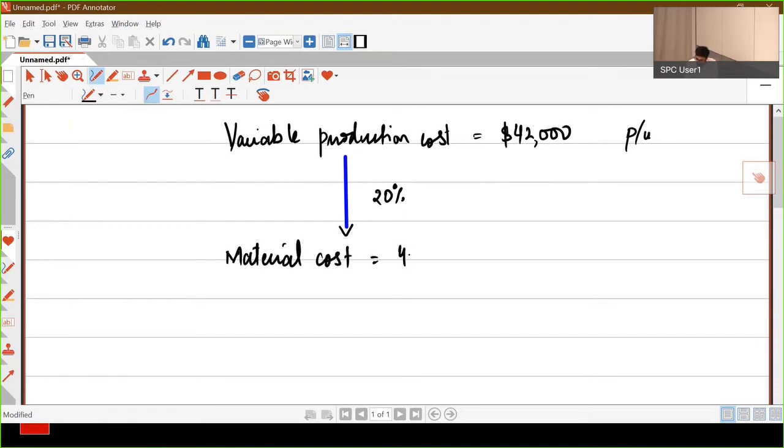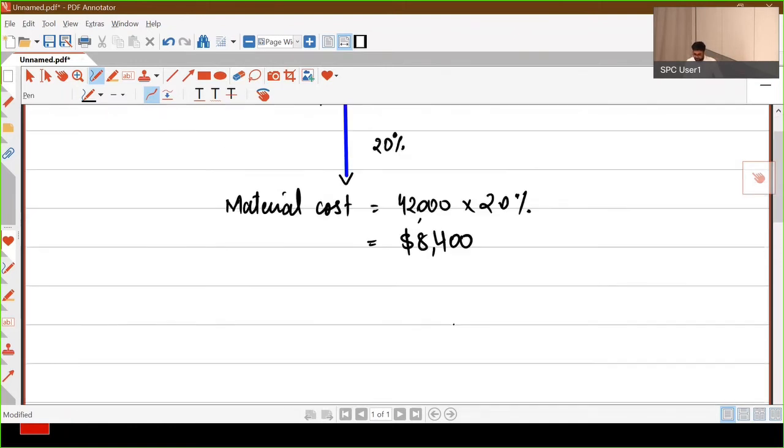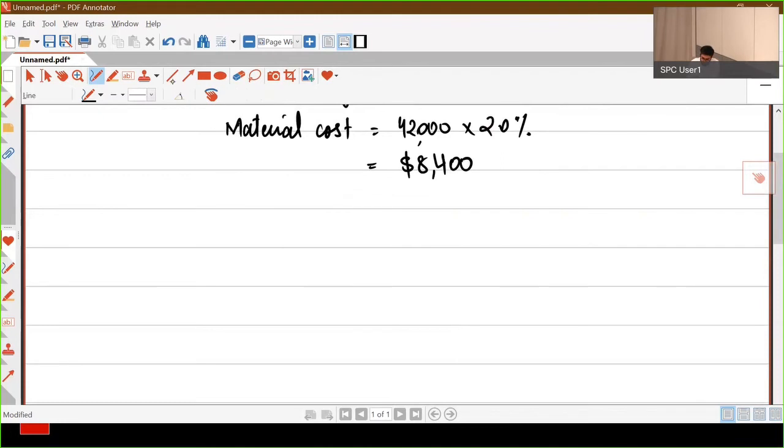Now when you multiply 42,000 with 20%, you will get $8,400. So $8,400 is only material cost. And how did we get this material cost? We have taken the 42,000 and multiplied by 20%. Now from this material cost, which is 8,400, they are further saying that it should be divided into two types of material.